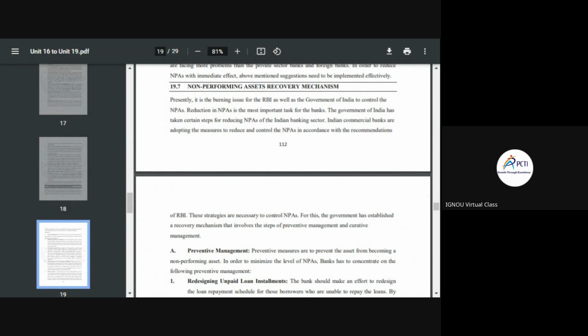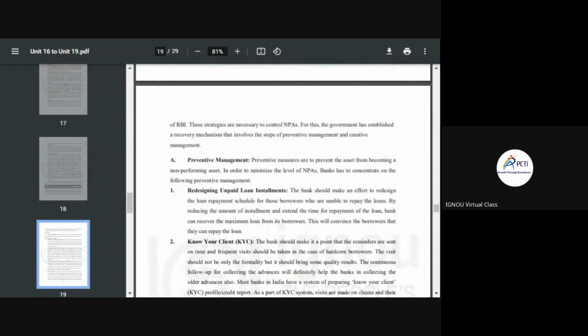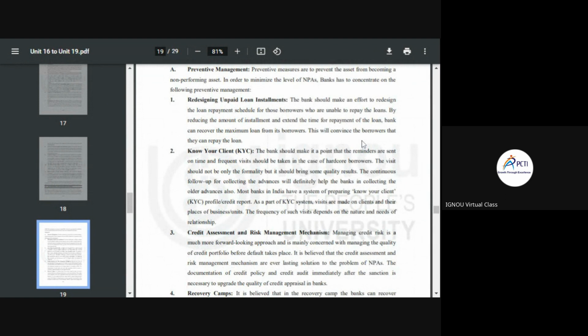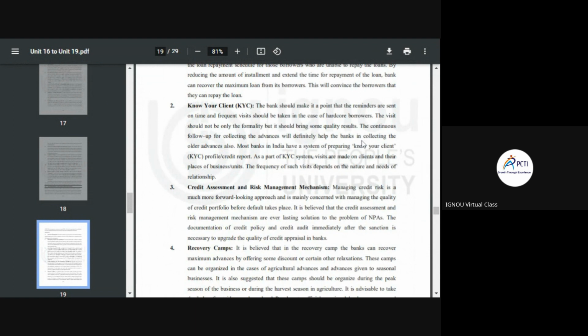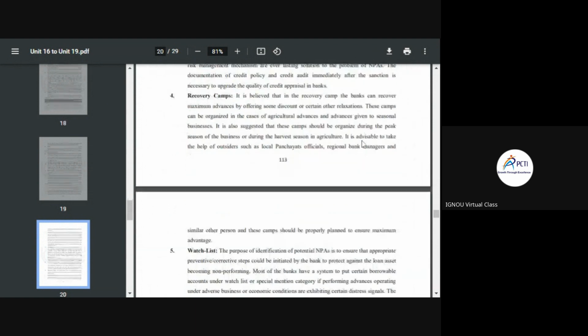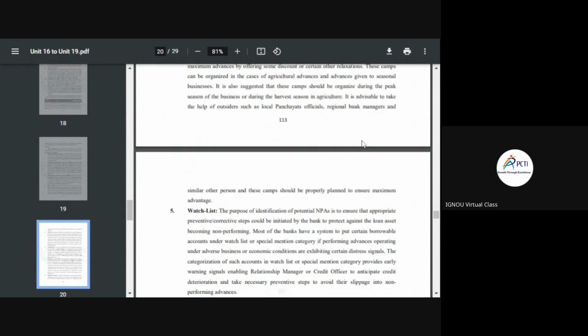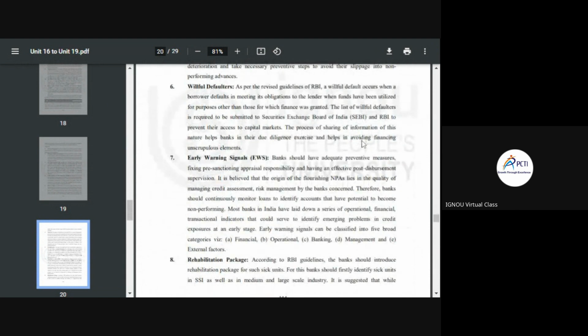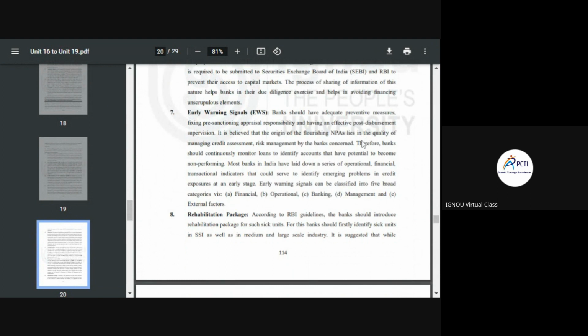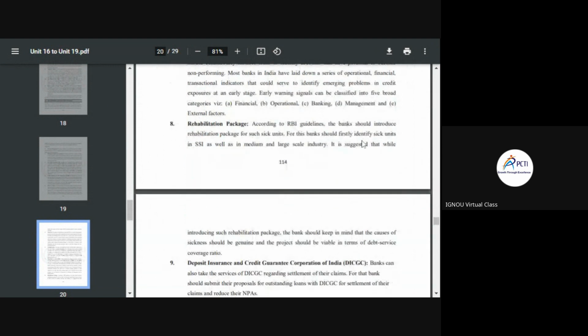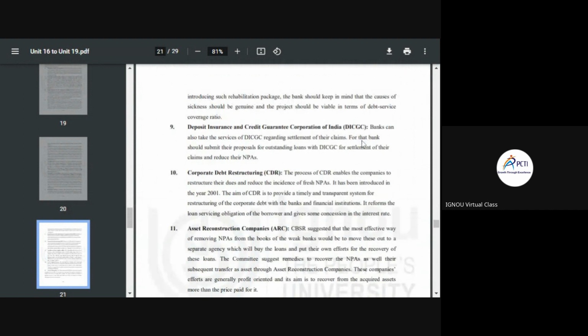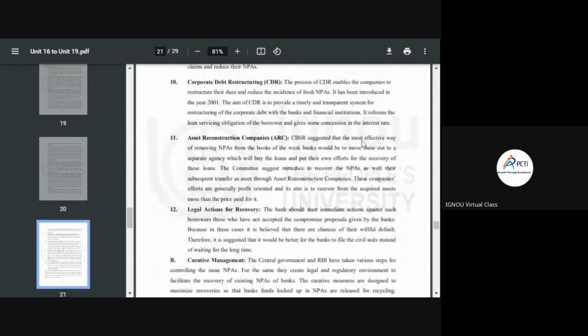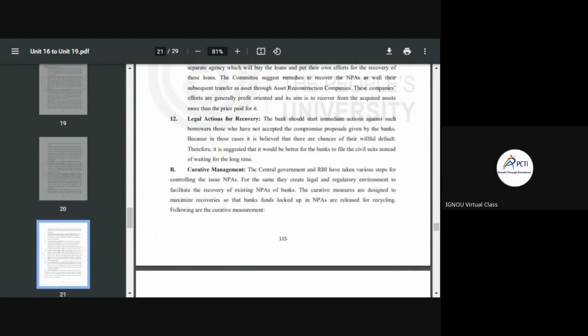Then we have the non-performing asset recovery mechanism like preventive management, first one, and it consists of the redesigning of unpaid loan installments, then know your customer, credit assessment and risk management mechanism, then recovery camps, then we have the watch list, willful defaulters, then early warning signals, that one is also called EWS, then rehabilitation packages, then Deposit Insurance and Credit Guarantee Corporation of India, that will be called DICGC, then corporate debt reconstruction, asset reconstruction companies, legal actions for recovery we need to take.